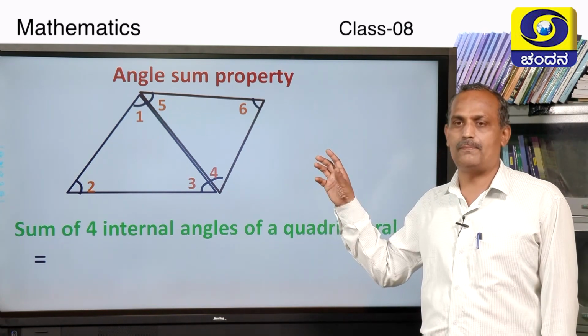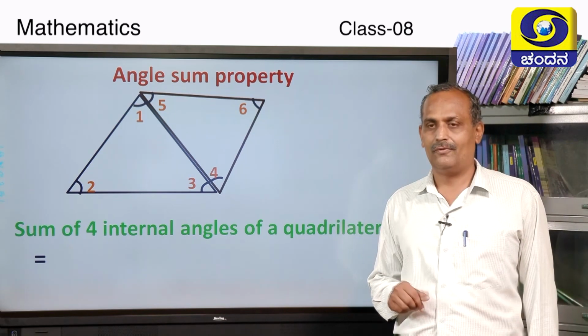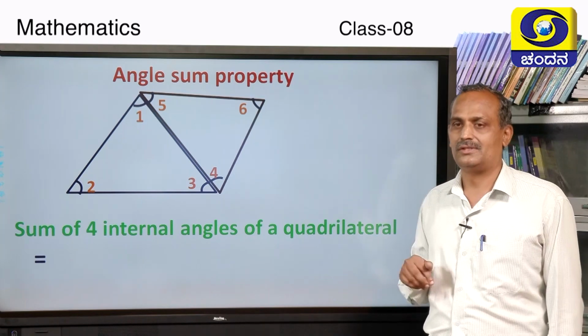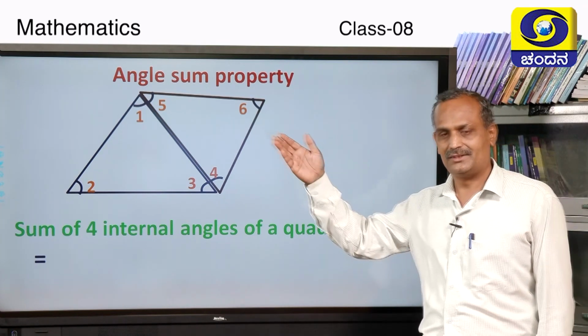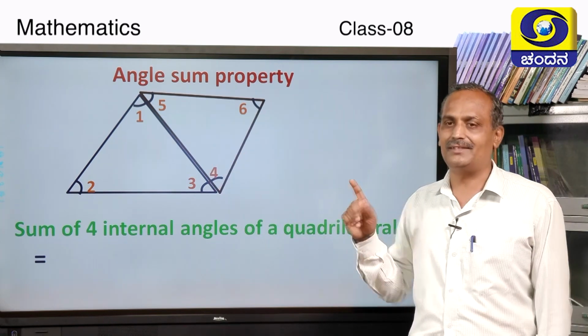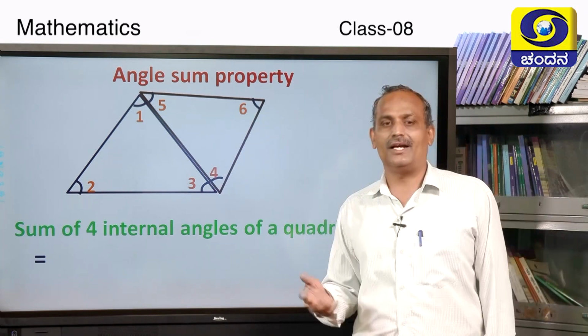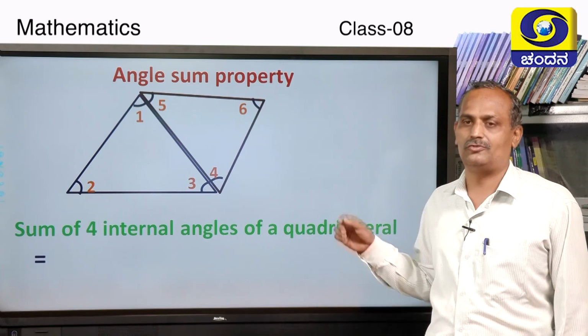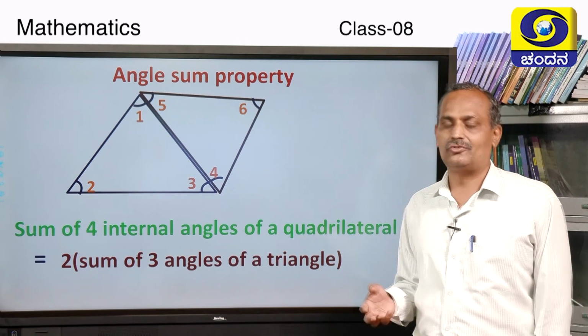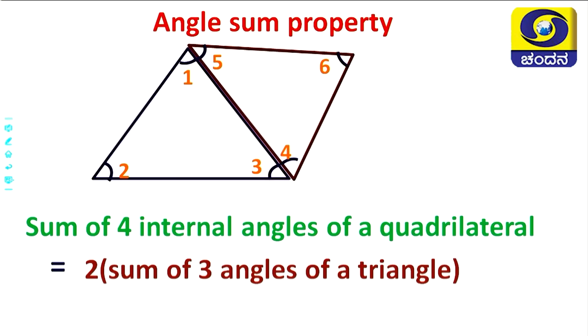We have got, by placing these 2 triangles together, a quadrilateral. Is it not? It has 4 sides. External sides you can see. The side that is beside the angles 1, 5 and 3, 4, that is nothing but a diagonal here. So, let us find the sum of 4 internal angles of this quadrilateral. It is nothing but the sum of the angles of 2 triangles. I can tell it like this: the sum of 4 internal angles of a quadrilateral is equal to twice the sum of 3 angles of a triangle.